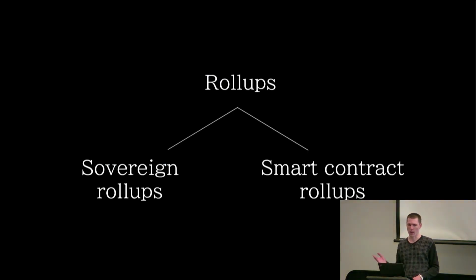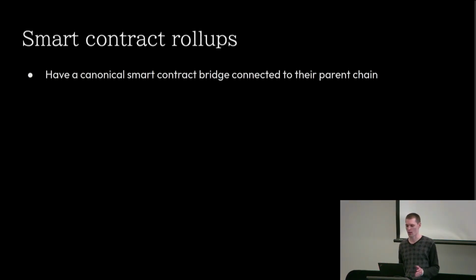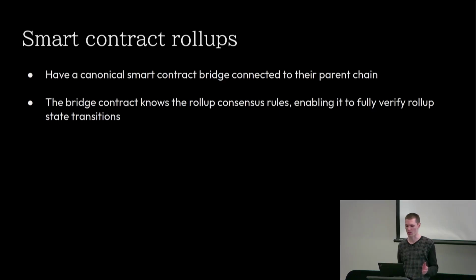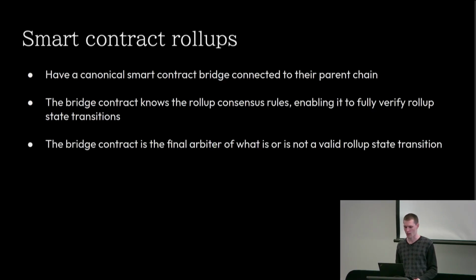Now, on the other hand, we have smart contract rollups. A smart contract rollup does have a canonical smart contract bridge that is connected to its parent chain. This bridge contract knows the rollup consensus rules, which enables it to fully verify the rollup state transitions. This is what actually enables the bridge to be secure. And so the bridge contract is the final arbiter of what is or is not a valid rollup state transition.